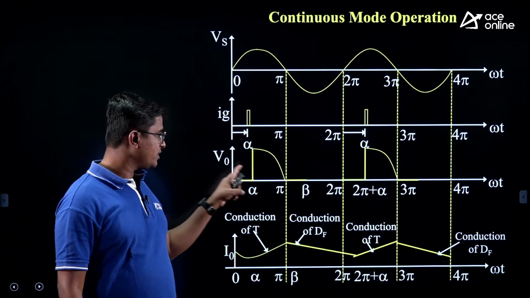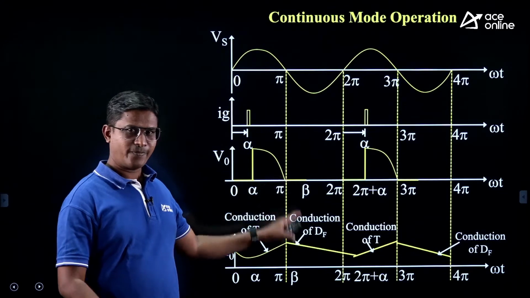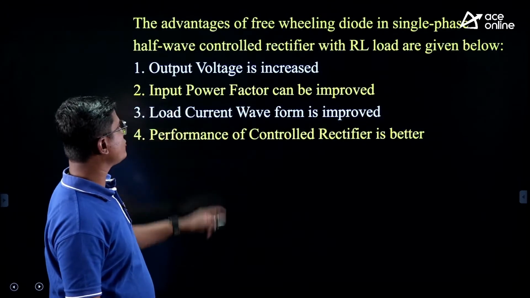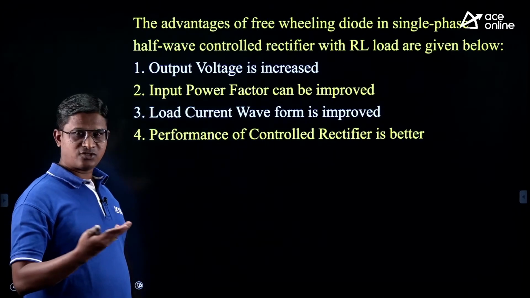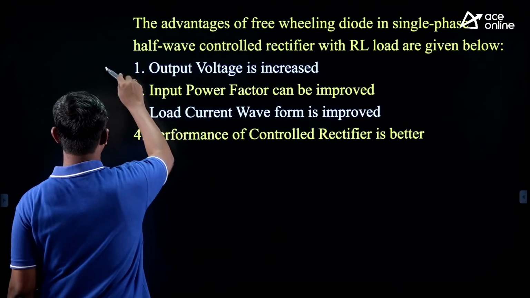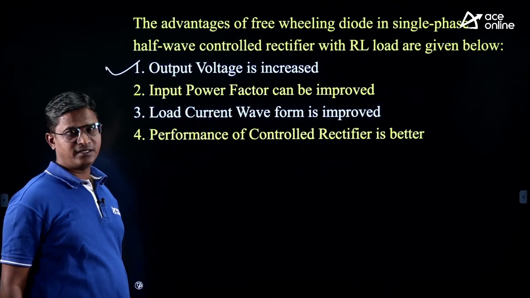You can check in the output voltage, there is no negative pulse. Okay, right. So, advantages of the freewheeling diode. What are the advantages? Output voltage increases, obviously. No negative pulse means the average value of the output voltage will increase.